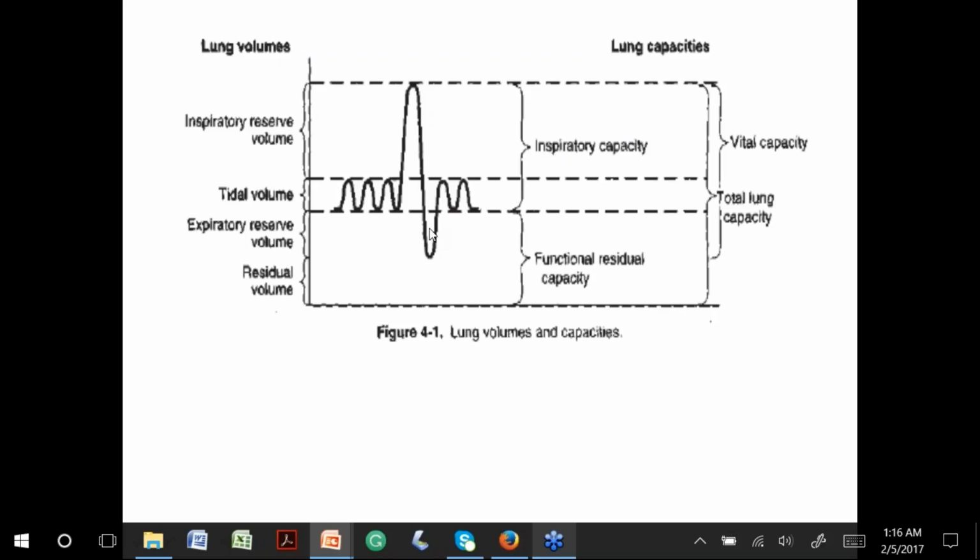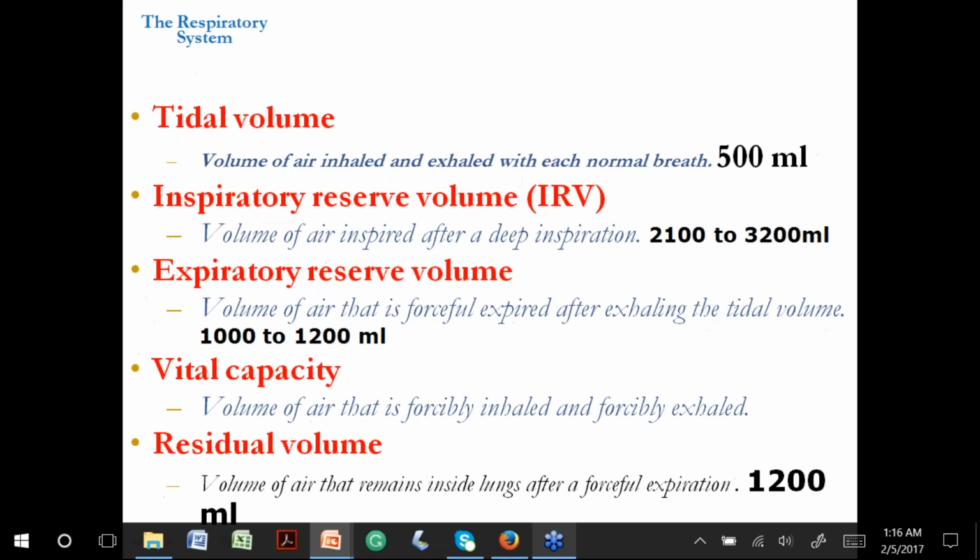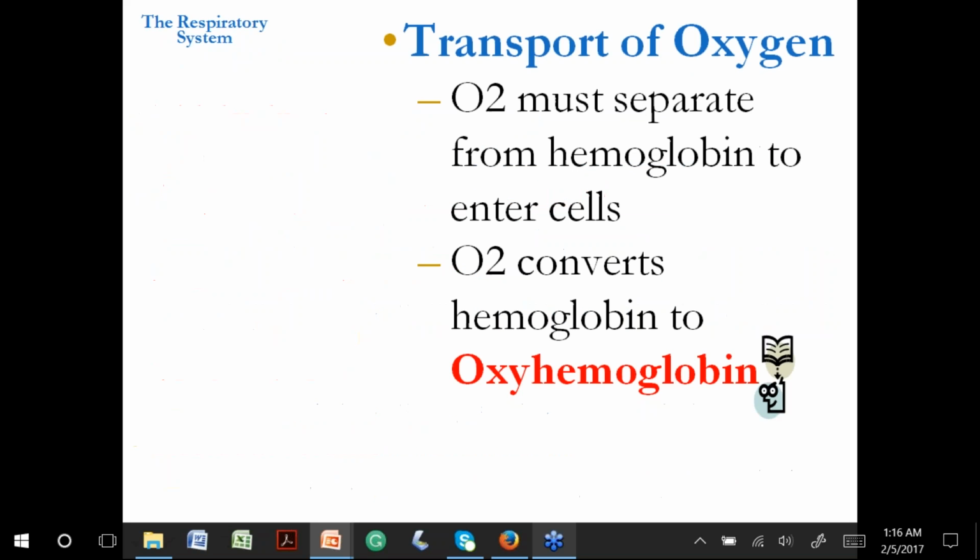I will tell you, obstructive is, for example, asthma, COPD. And the restrictive is going to be fibrosis of the lung, or what we call cystic fibrosis of the lung. Okay, all right, so that is about that.